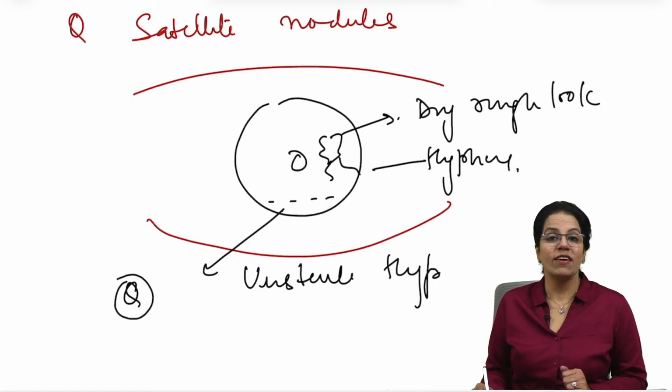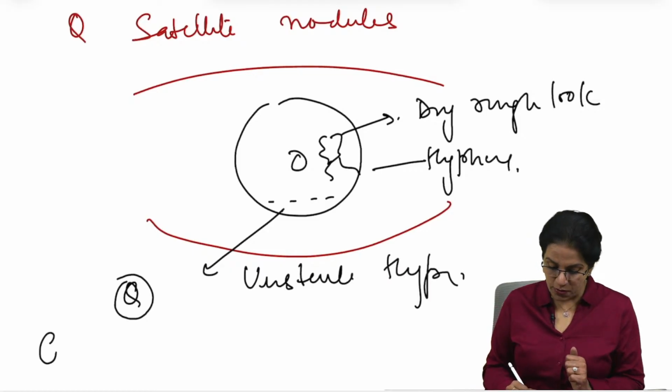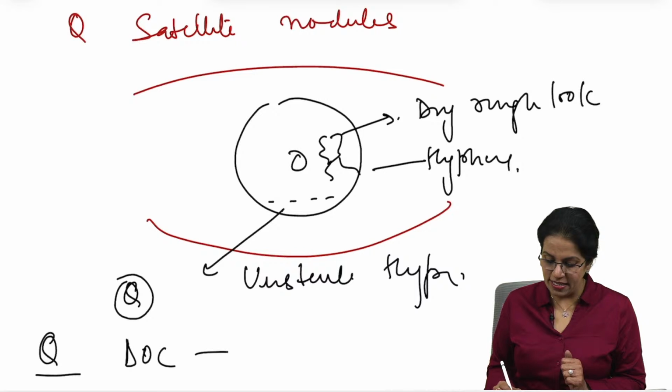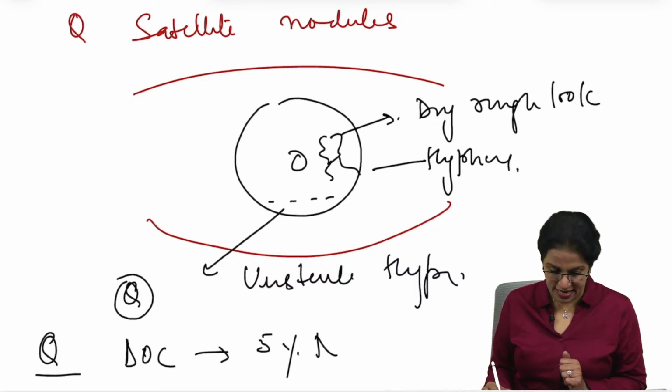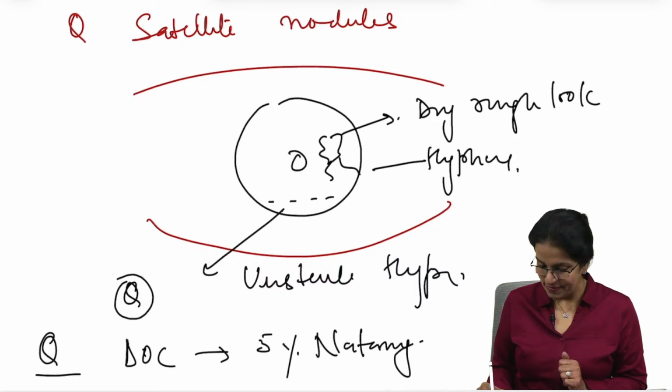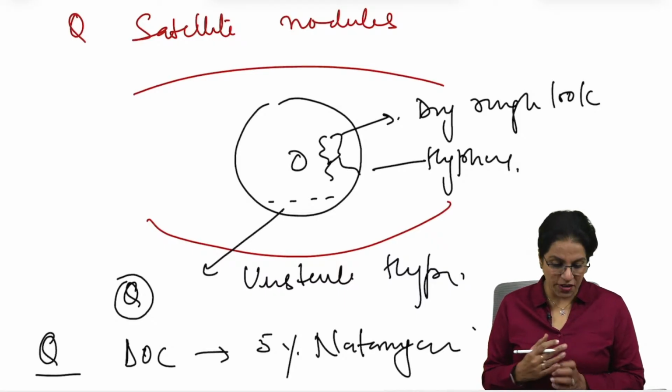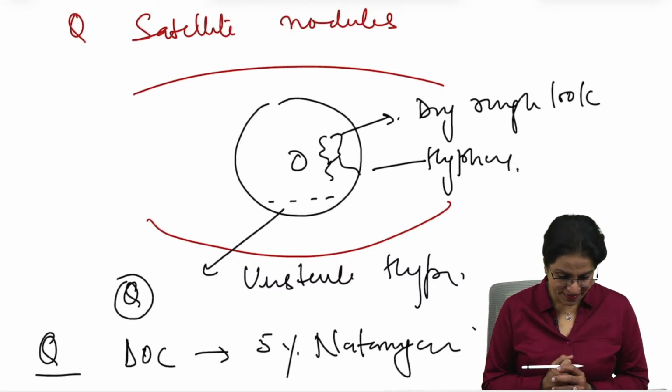Another question, what is the drug of choice of keratomycosis? We will answer natamycin, 5% natamycin, right? So these are some very quick questions. Anything I'm missing?